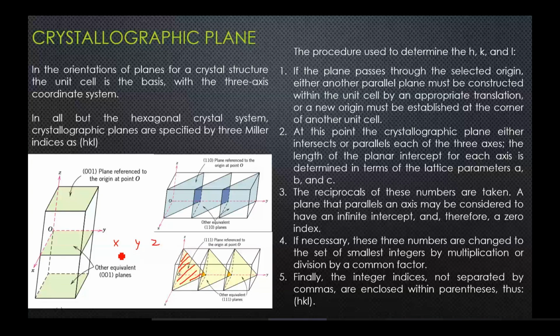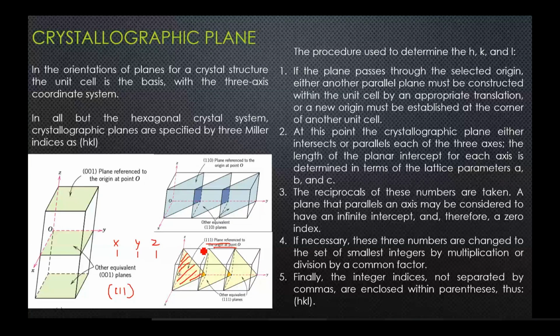The intercept at the y-axis is 1, and the intercept at the z-axis is infinity. So if I take the reciprocal, it would still remain 1, and I can write the plane as the 111 plane. So the 111 plane refers to the origin at point O. Clear enough?